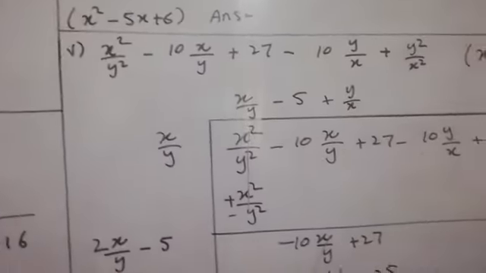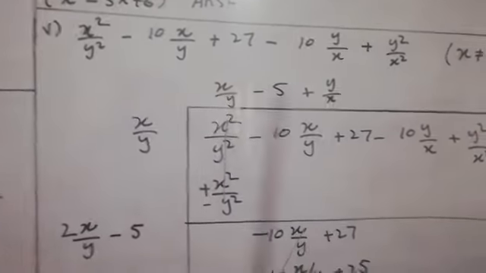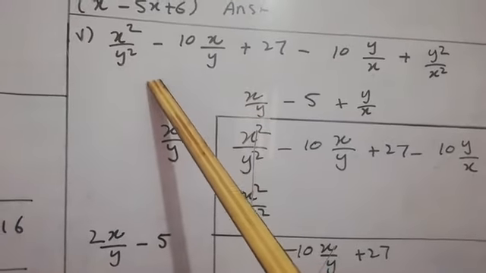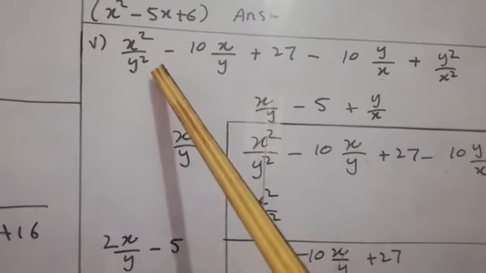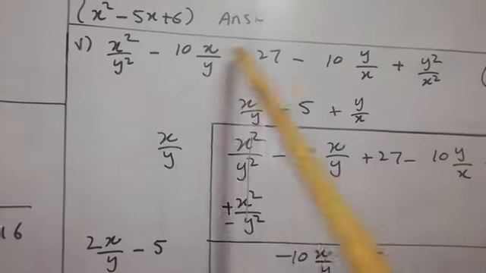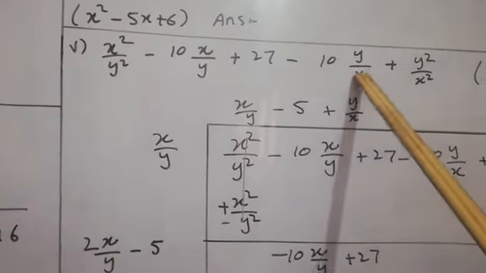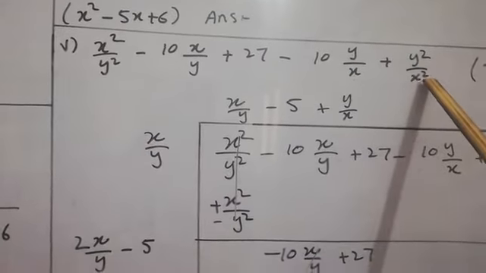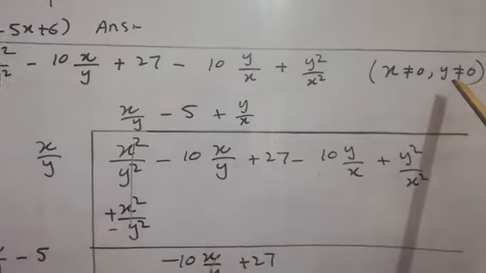Now we are going to solve the last part of this question. Dear student, this is very interesting. This question is written in the form of a fraction. x²/y² minus 10x/y plus 27 minus, this is the inverse of this. This is x/y and this is y/x. And now this is x²/y² and the last one is y²/x², where x and y are not equal to 0.